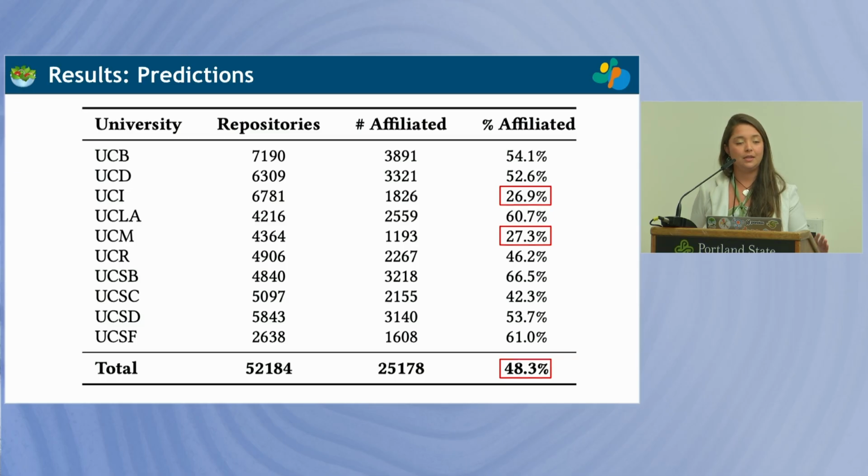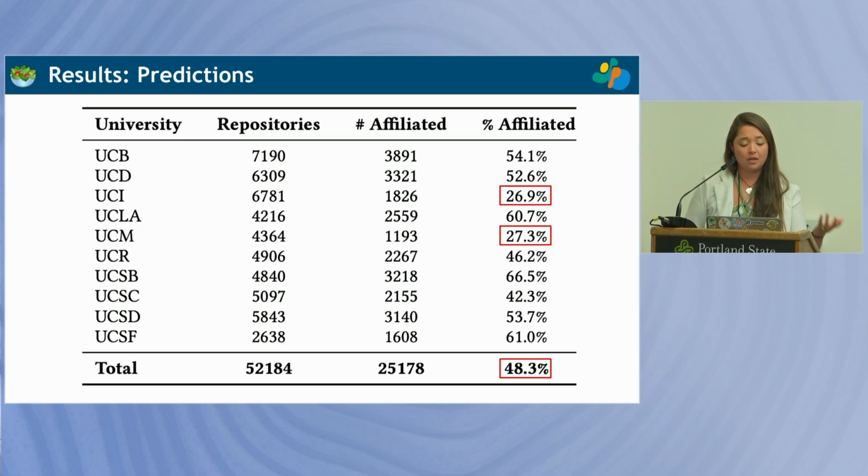Again, not 100% accurate. From all the 52,000 repositories, only 48% are actually predicted to be affiliated. That's less than half, which means there's a lot of noise out there. It's really hard to find repositories that are being developed by the University of California system. There are some interesting insights here.